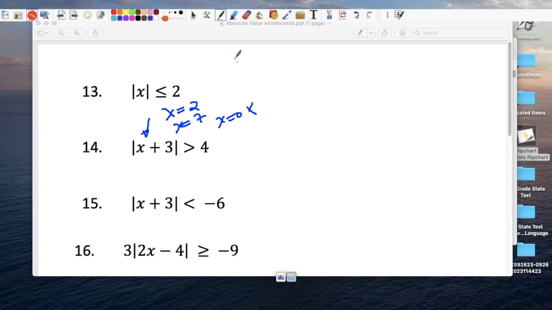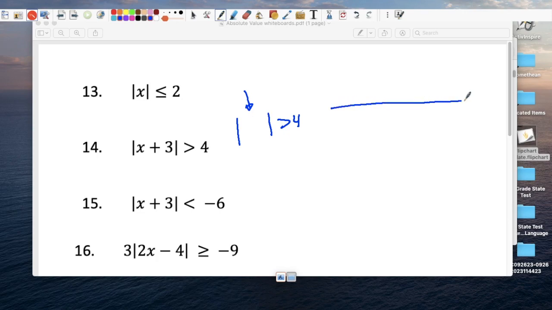What I'd like you to do is, on the side, forget what's inside here. Just think about this: what does this number have to be in order to have an absolute value greater than 4? So let's draw a number line. We just said that 4 doesn't work, right? So if I put a 4, it doesn't work, so I'll put an X right next to it. I have to take that out.